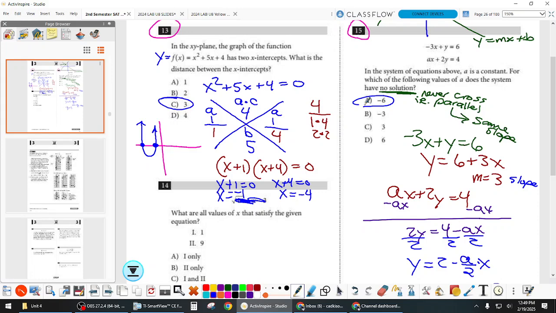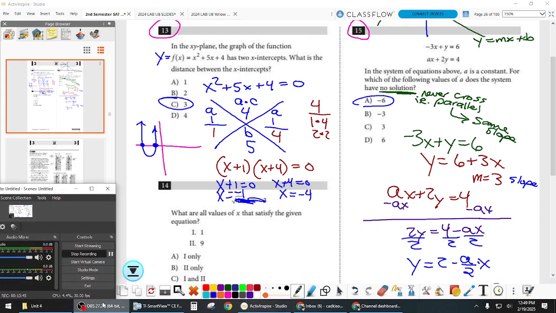How do you find the slope from an equation of a line? Get it in slope-intercept form, get that y by itself, and then there's your slope, right? It's mx plus b. Okay.